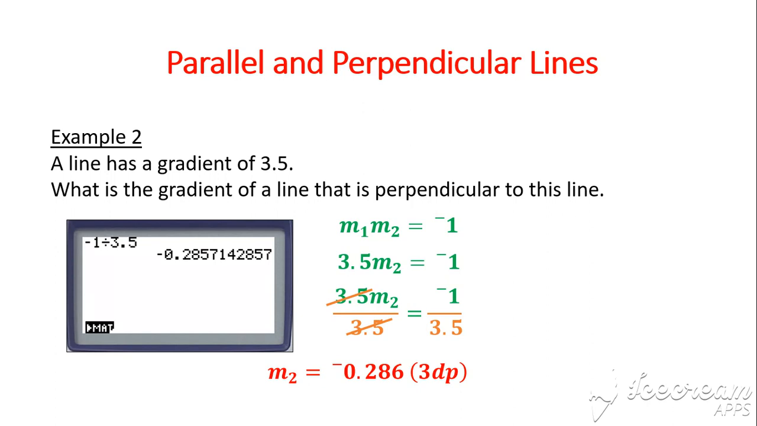Now this decimal is equivalent to the fraction of -2/7. And some of you might have been a bit clever because you would have realized that 3.5 is the same as 7 divided by 2, and then you could have used the first trick of swapping 2 and 7 and making it negative.